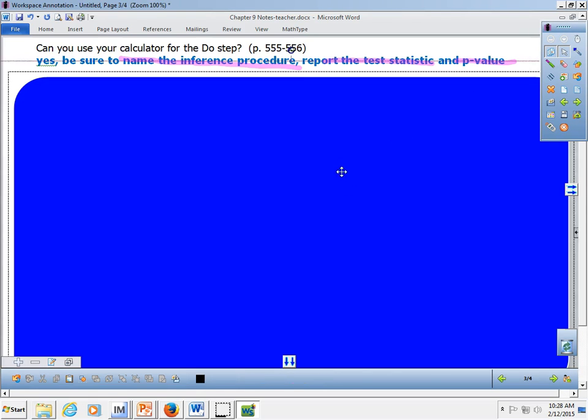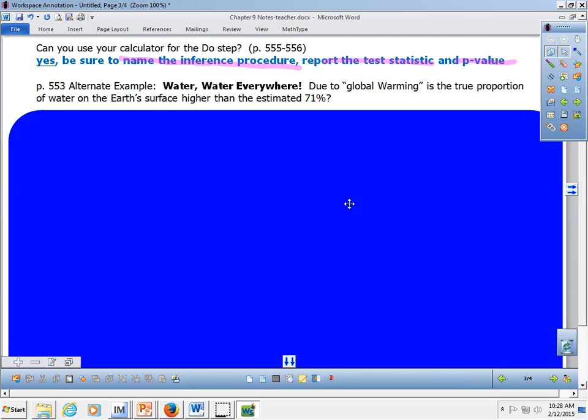All right. So, example for you. Water everywhere. Due to global warming, is the true proportion of water on the Earth's surface higher than the estimated 71%? Okay? The polar ice caps melting, and now we have more water. Well, what happened was scientists took samples from 50 different points on the Earth's surface in order to go test this, right? And so, here's how that test probably looked.